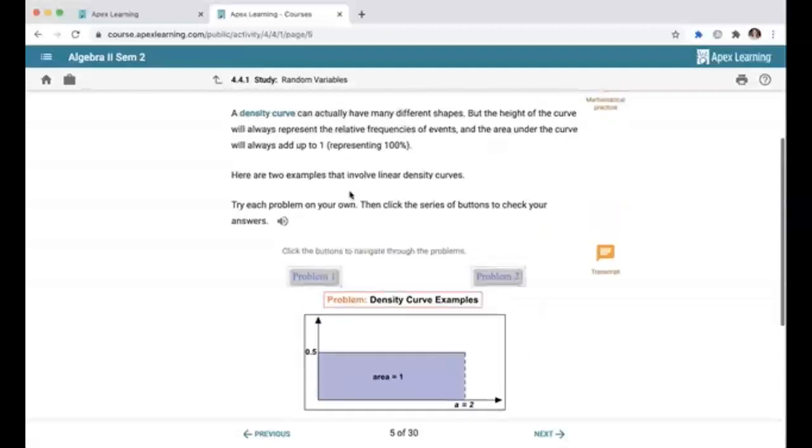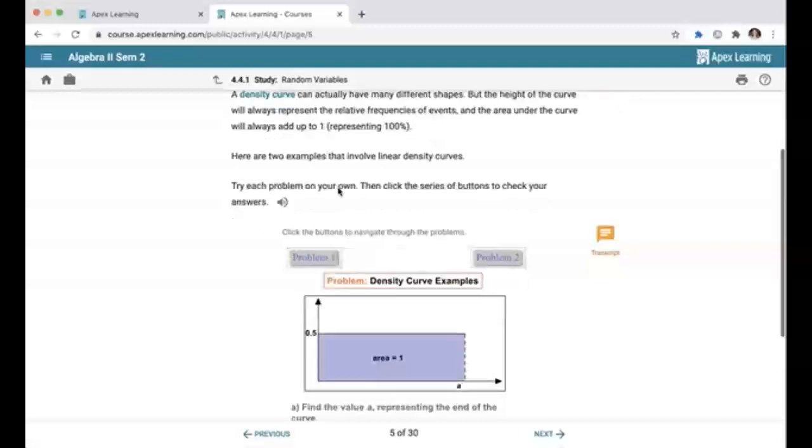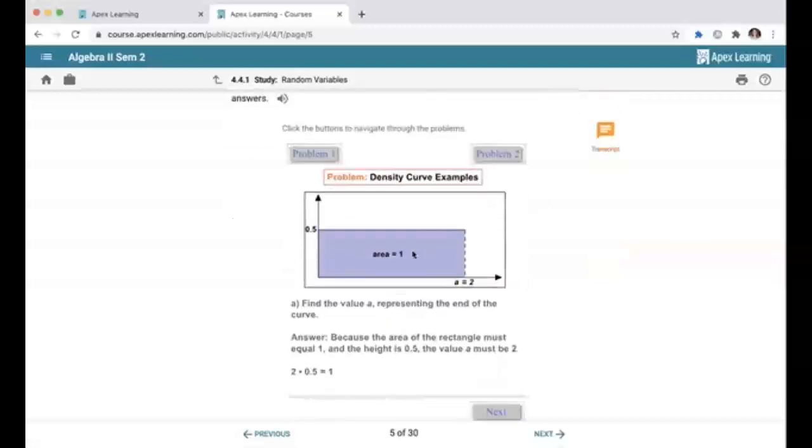So again, density curves equal 100% or will add up to 1 on the frequency, but the density curves can have a lot of different shapes. Okay, they can have a lot of different shapes. So here's a couple examples. We've got one where it looks like this guy here.